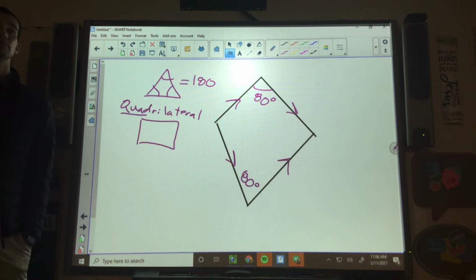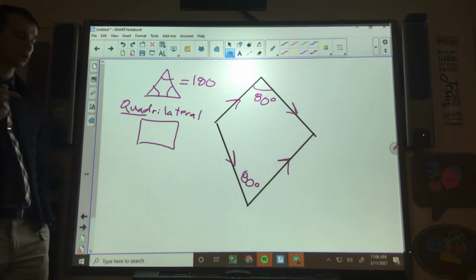Can I help you? I was whispering to him if he could please move because I can't see the board if he's standing right in front of me. Couldn't hear him. Okay, thank you.